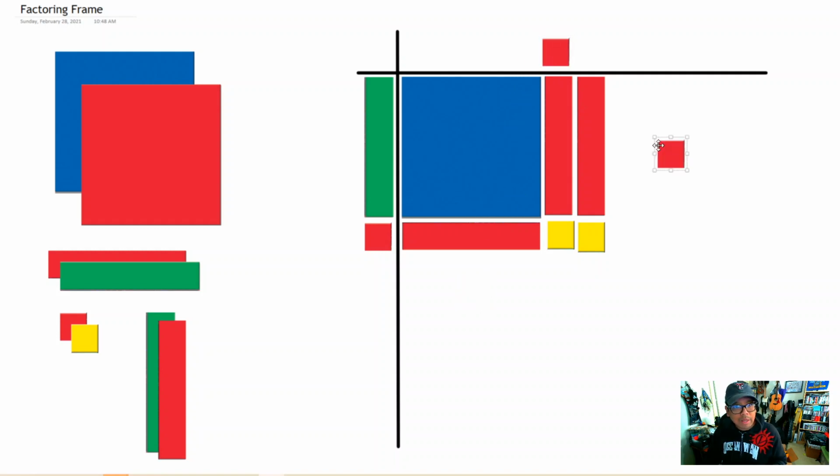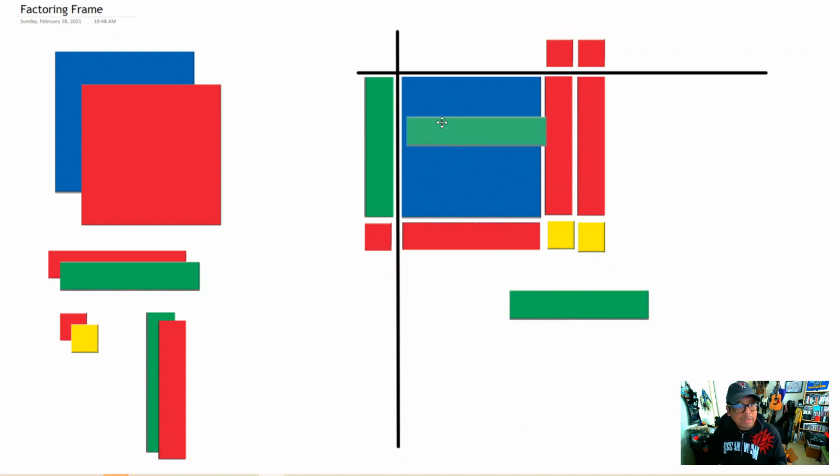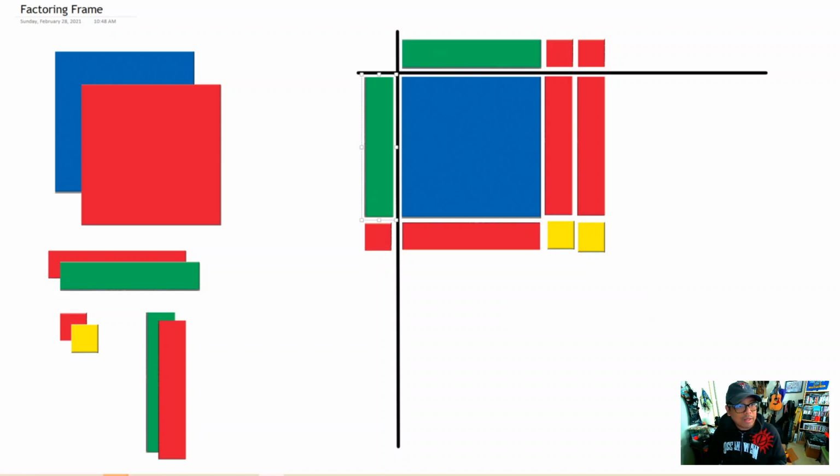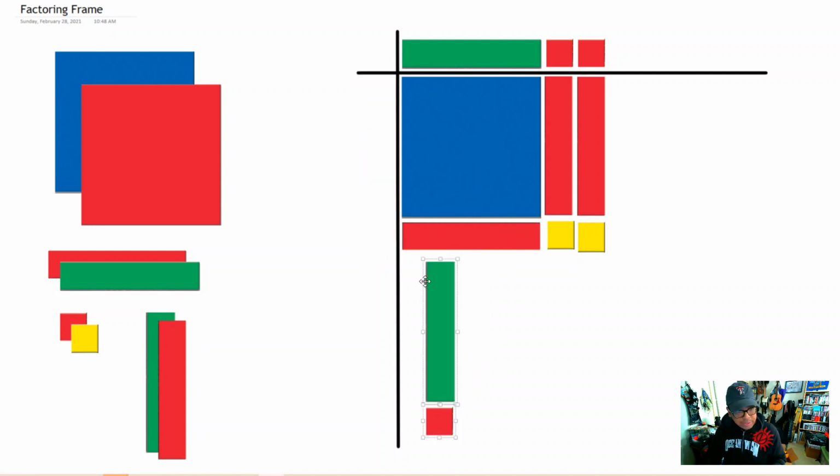That minus 1 there, this minus 1 over here. And the side of the x squared, well, that is just a regular x. So factored, it looks like this. We've got these two tiles together, that is x minus 1. That's x minus 1.